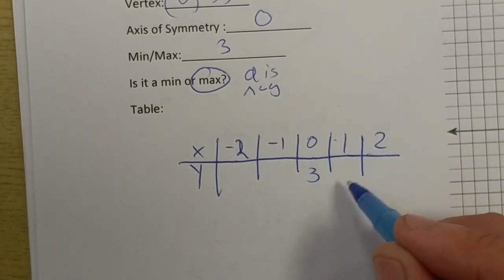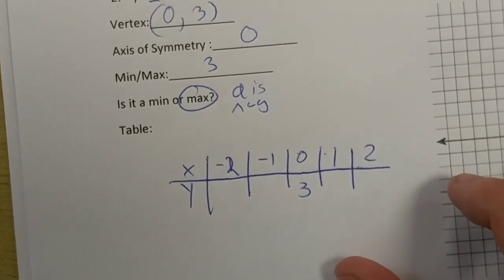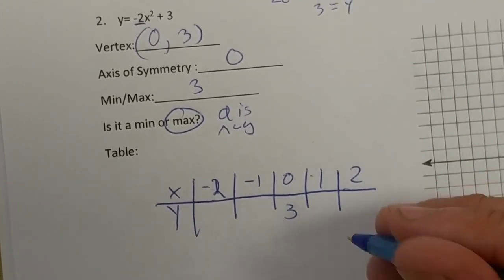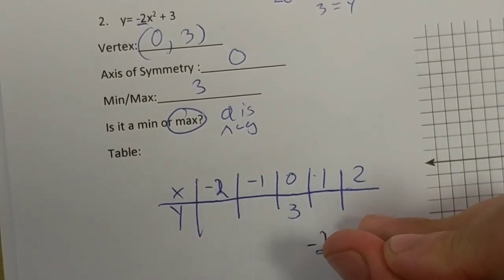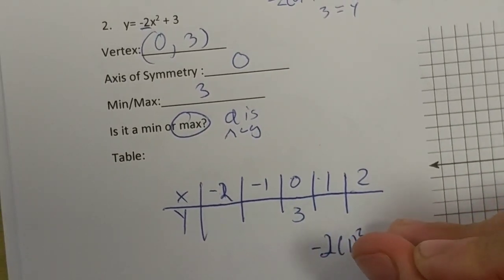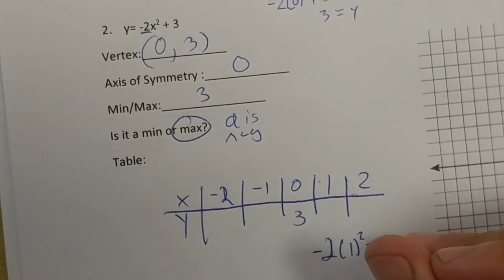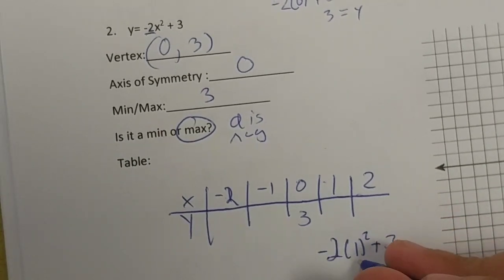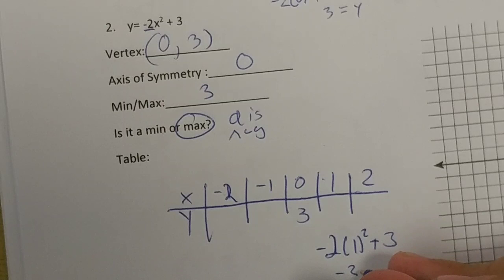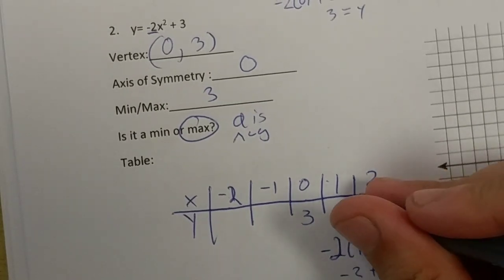Now I'm going to fill in the table. I'm only going to fill in half the table, and 1 and 2 is easier than negative 1, negative 2. So negative 2 times 1 squared plus 3. So negative 2 times 1 is negative 2 plus 3. That is going to be 1. So that's 1 right here.